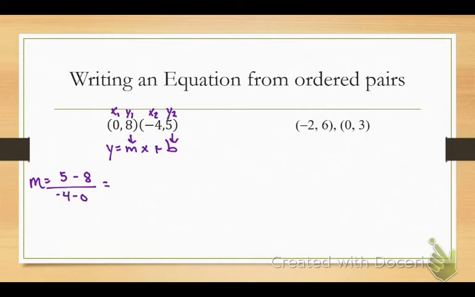Okay, so what is 5 minus 8? All right, good. Negative 3. And what is negative 4 minus 0? Negative 4. All right, now you got to get your signs right. A negative number divided by another negative number. How many negatives do I have? 2. So this becomes a positive slope. Positive 3 over 4.